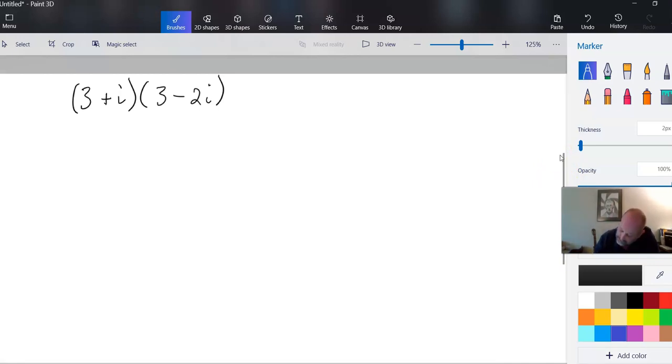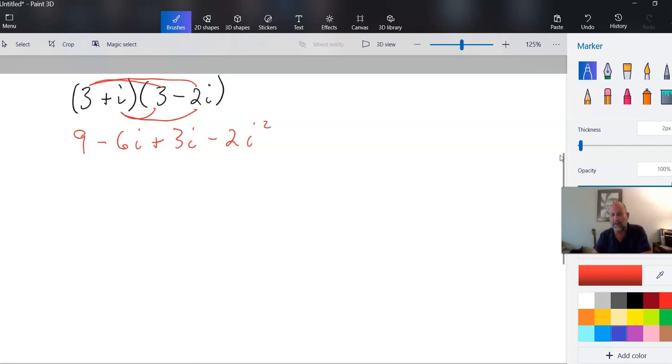So we need to distribute this. So that means I go 3 times 3. That gives me a 9. 3 times minus 2i, which gives me minus 6i. 3 times i, which gives me plus 3i. And then i times minus 2i. So that gives me minus 2i squared. There's that i squared again. It always pops in there.